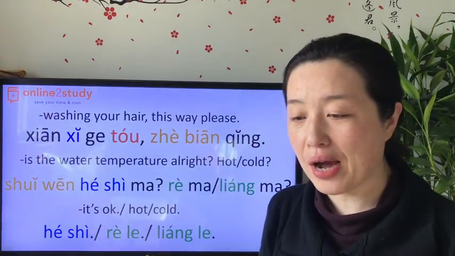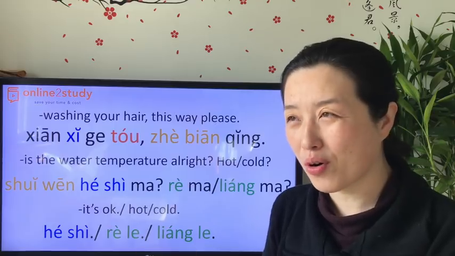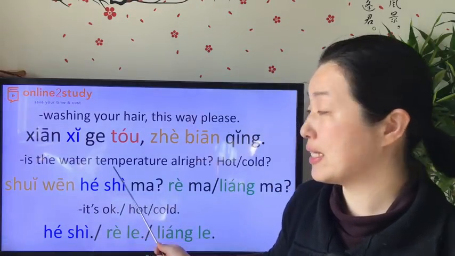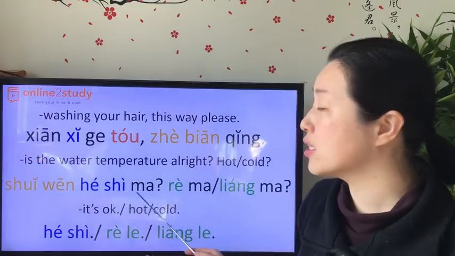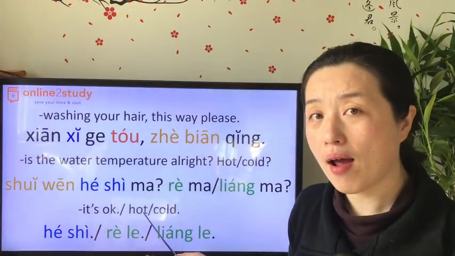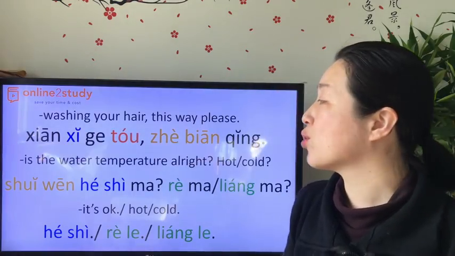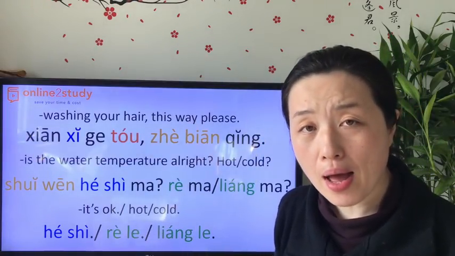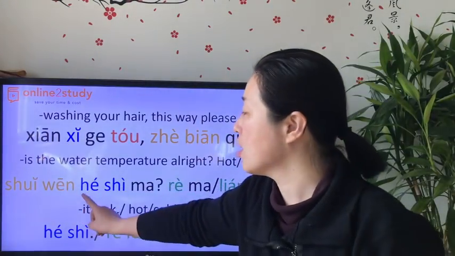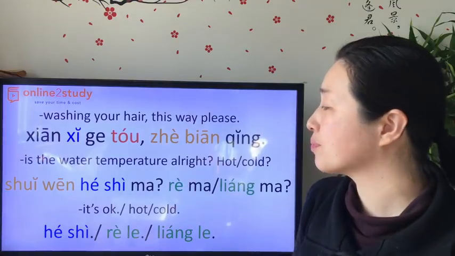And when they wash your hair, they will ask you, is the temperature suitable? Is the temperature hot, or is the temperature cold? 水温 is the water temperature. 水温合适吗? 合适 means suitable for you or not. And hot is 热. Cold is 凉. So, 水温合适吗? 水温热吗? 水温凉吗?